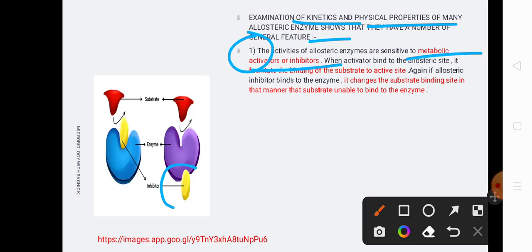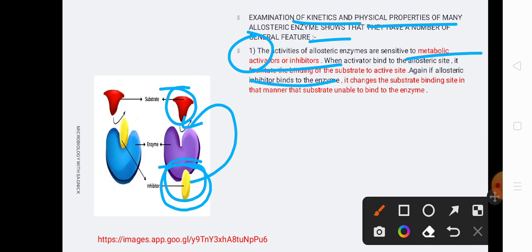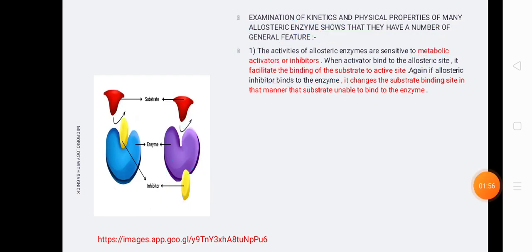When an activator binds to the allosteric site, it will create an impact in the substrate binding site in such a way that the substrate can easily bind. Okay. Similarly, if inhibitors bind to the allosteric binding site, then it will create an impact on the substrate binding site in such a way that it will prevent the substrate from binding. So you can understand how sensitive the allosteric enzyme activity is to metabolic activators or inhibitors.